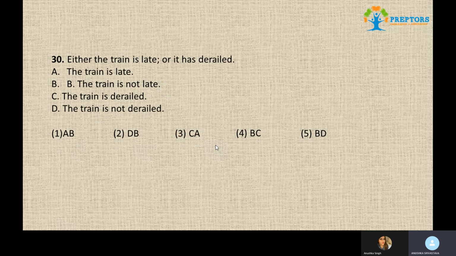The next one is the case of either or. So either the train is late or it is derailed. Similarly, if the train is late, it is not derailed. So my answer can be AD or DA. If the train is derailed, then it means it is not late. So it can be CB or BC. So my answer is BC, option 4.